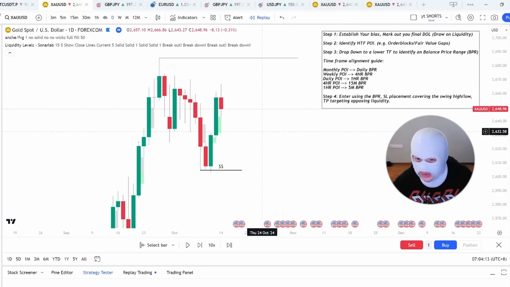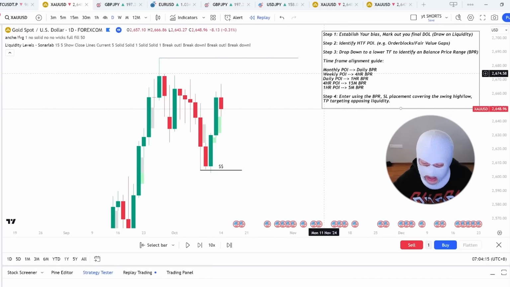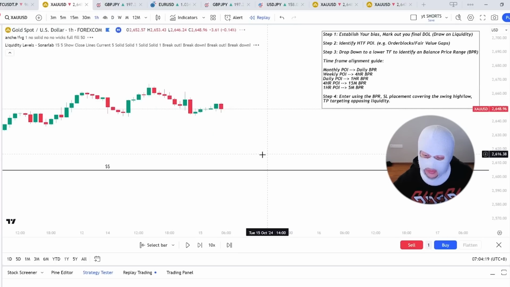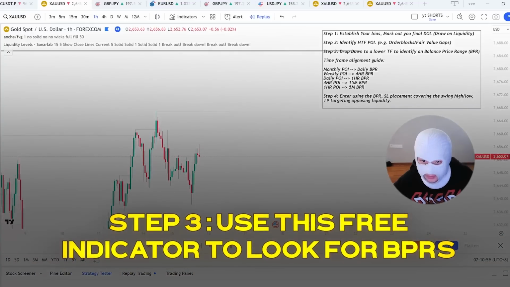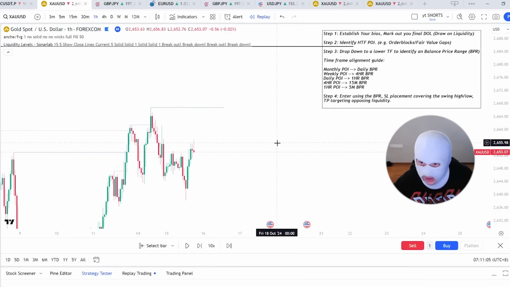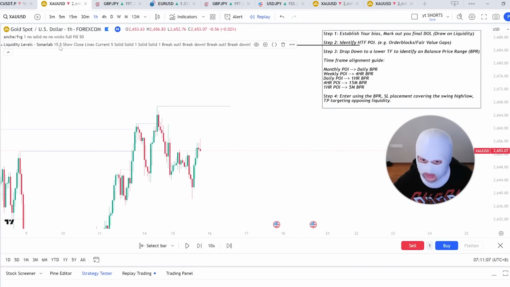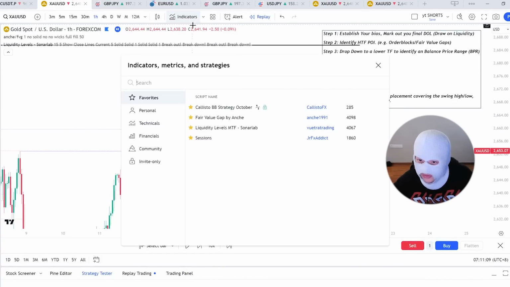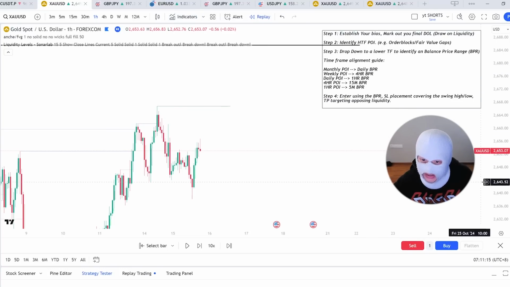Remember, if you're using a daily POI, we drop down to the 1-hour time frame for an entry using the time frame alignment that we mentioned earlier on. Step 3. Now, this is where we're going to use the free indicator to find BPRs. Go to the top left-hand corner of your TradingView and search for fair value gaps by ANCHE. Click on it and you'll be able to see all the fair value gaps marked out for you.